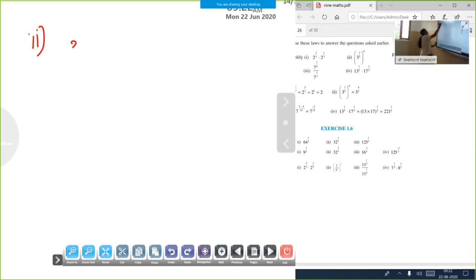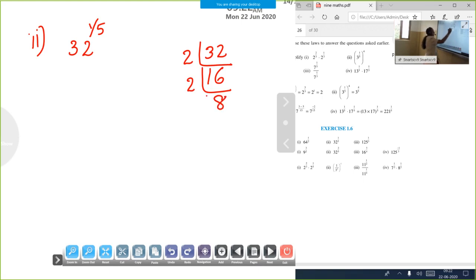The second one, 32 raised to 1 by 5. 32 raised to 1 by 5. What is the first step? Factorize 32. In the working column, all of you factorize 32. Divided by 2, it becomes 16. Again, we can divide with 2, 8, 4, again 2, here the number is 2, again with 2 until we get the number 1.